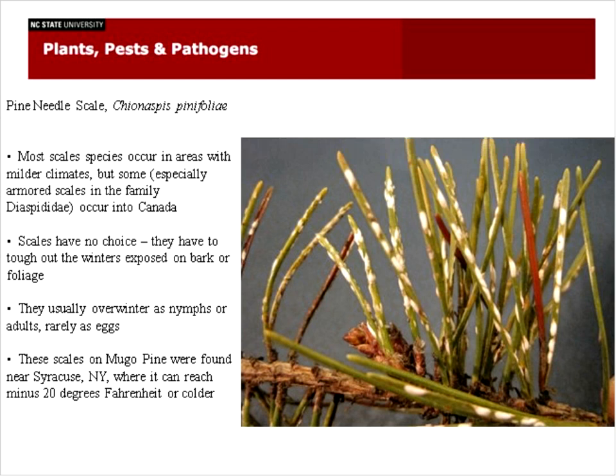One last mention of insects as they overwinter. These are some scale insects that I collected a few weeks ago when I was visiting family and friends up north, the pine needle scale. And scale insects really have no choice when it comes to the winter. They're immobile, they stay there, and there is no shelter at all from the freezing temperatures. They just have to tough it out. These individuals were on Mugo pine in upstate New York, a place where temperatures can easily reach minus 20 degrees Fahrenheit in the winter. And I know because I had to walk 6 miles uphill to school and 6 miles uphill home in the winter at times when the temperature was that cold.